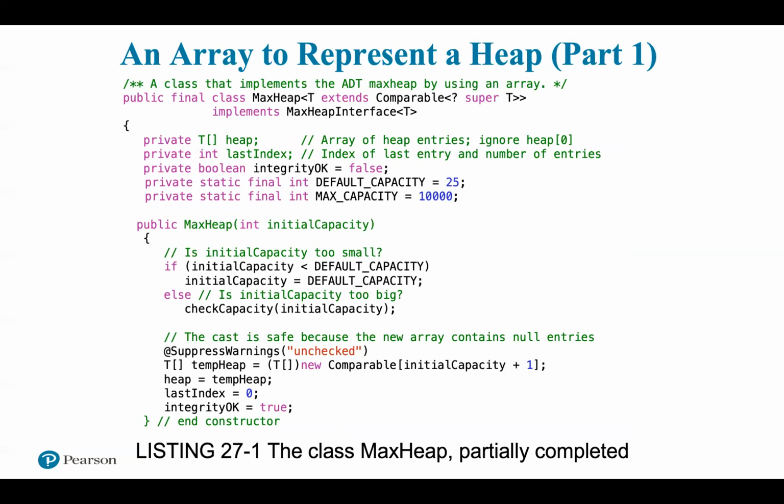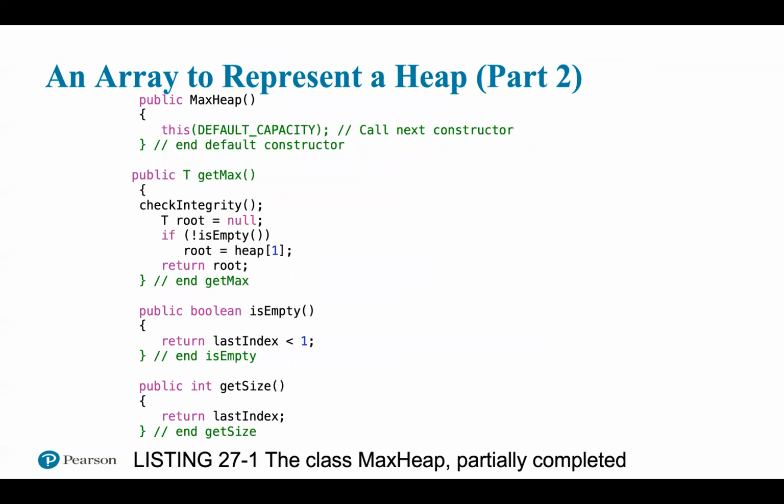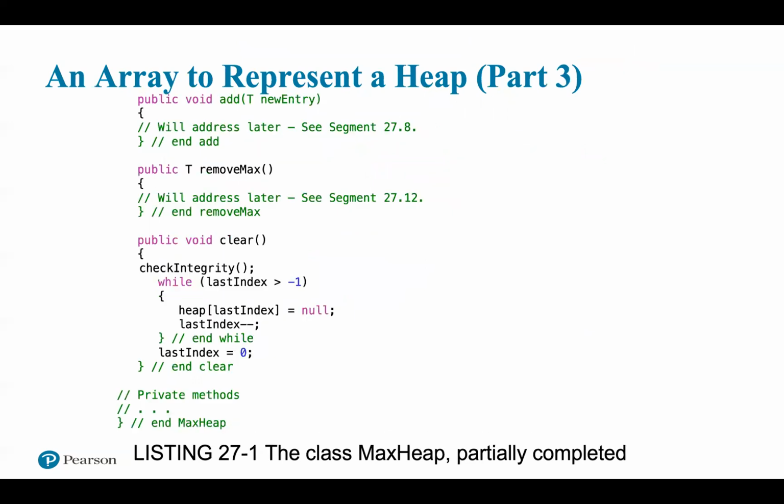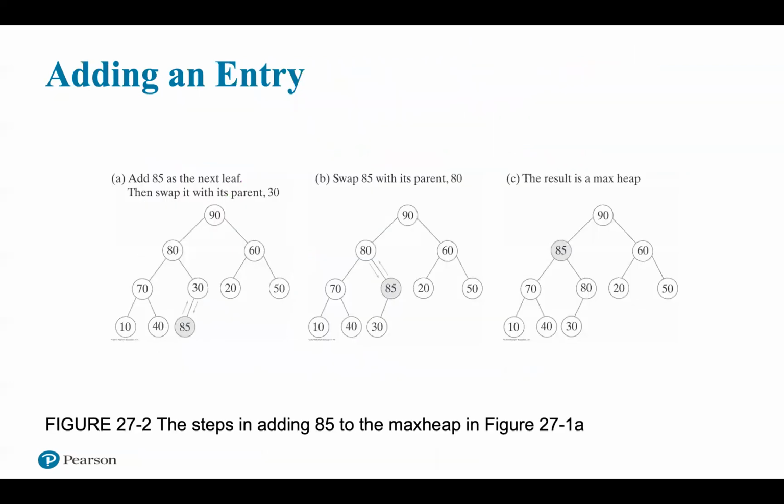Two constructors are similar to constructors we have seen before in array-based implementations. We allocate one extra array location since we will not use the first one. The methods getMax, isEmpty, getSize, and clear have simple implementations that are shown in the listing. We consider the methods add and removeMax next. So this is just a little bit of a high-level view, and you can see some of these details that we won't go over in detail, but you can look them over in the text or review these slides.